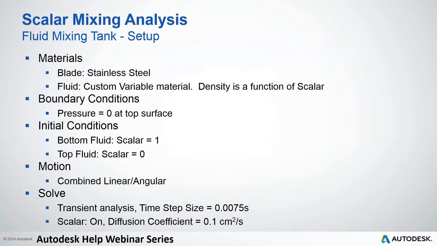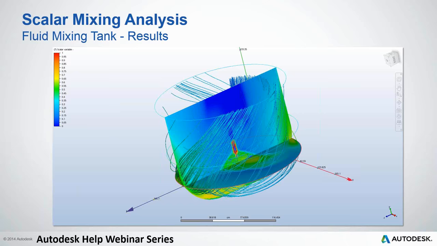This here goes through the setup steps I went through, just for reference. This image shows a couple of cut planes, the scalar on a couple of cut planes, the one that we're just looking at now, and a horizontal cut plane somewhere in the middle of the blade. And I also added some particle traces here. And you can see how it's whipping around due to the motion of the blade.